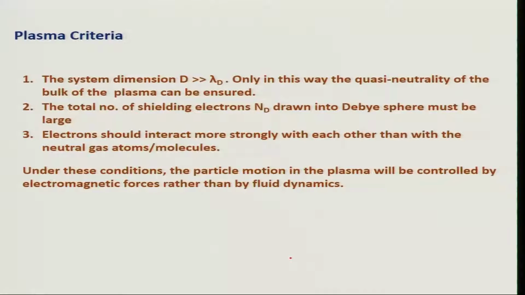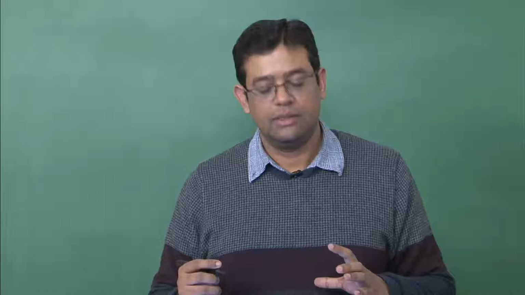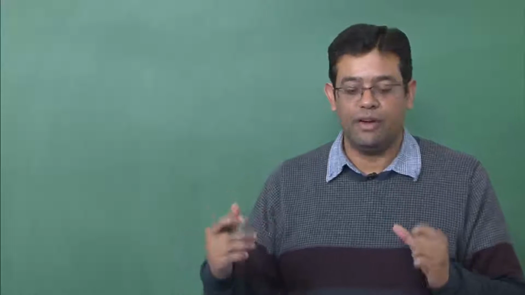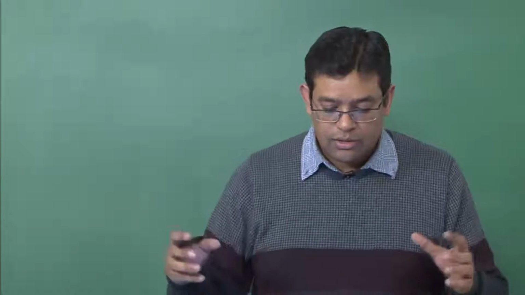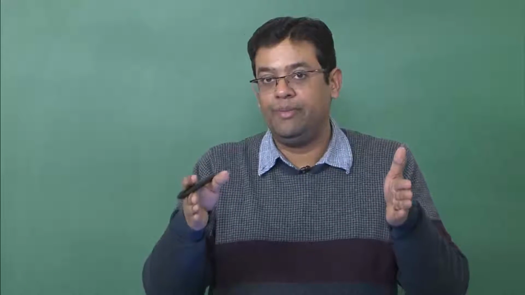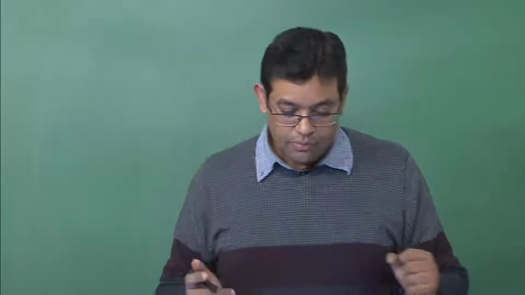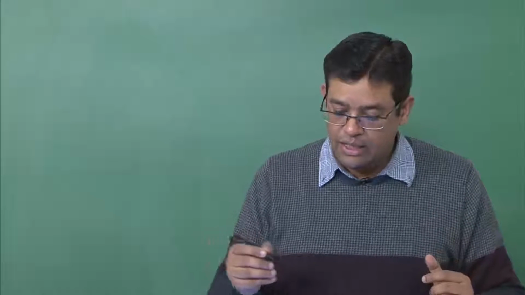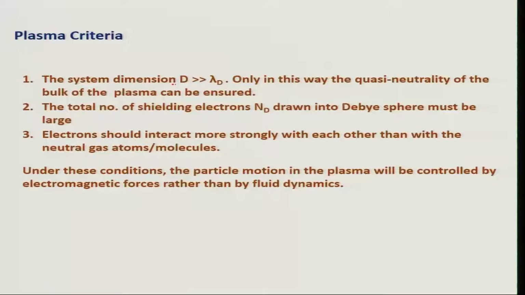Okay. Now, based on these considerations, there are certain plasma criteria which a plasma should fulfill. First of all, if I am creating a plasma in a system between two electrodes, the gas is going to fill the entire volume, it will not be only between the two electrodes. So, for the plasma, the system dimensions should be much larger than the Debye length.